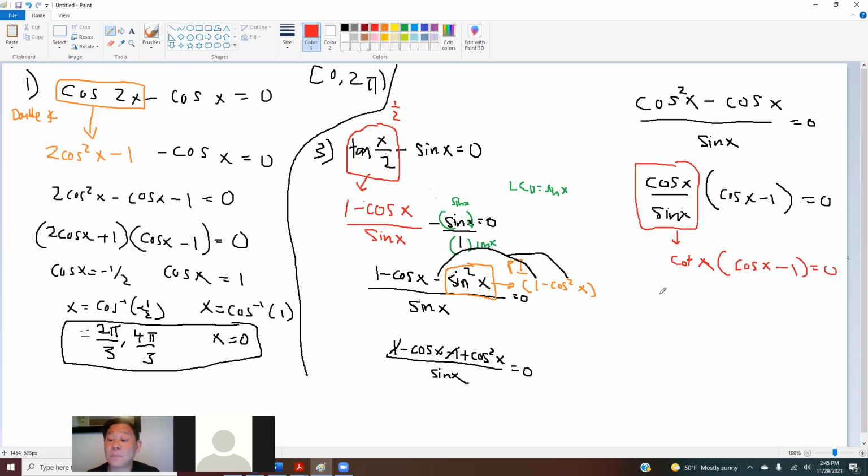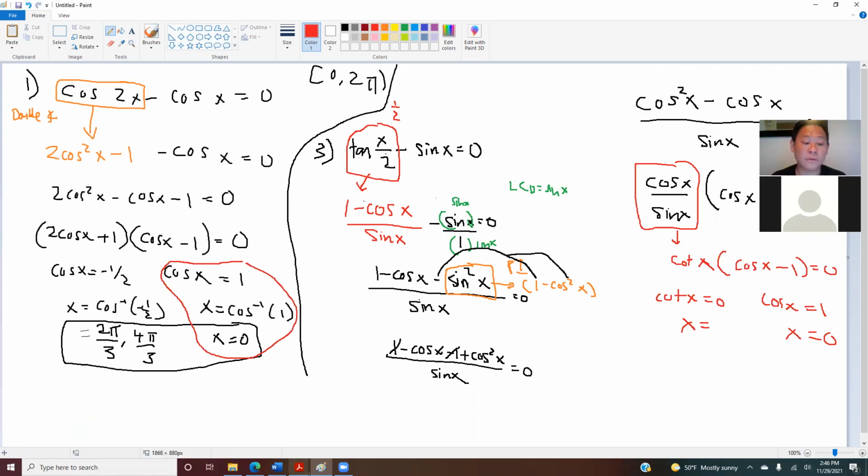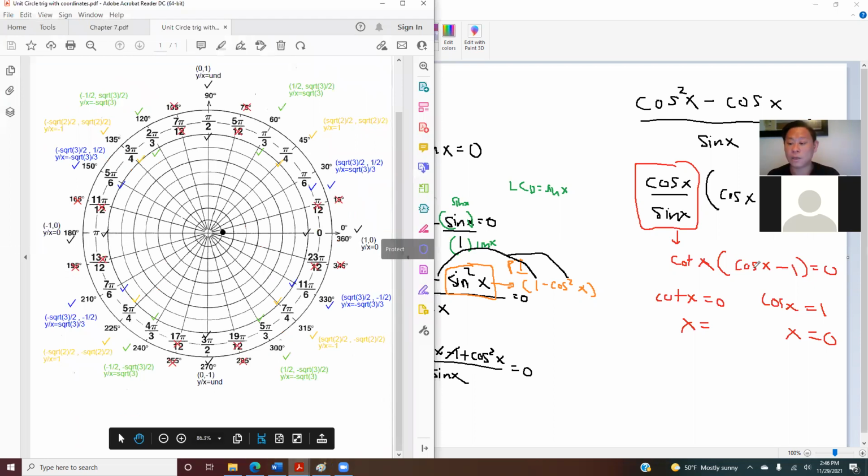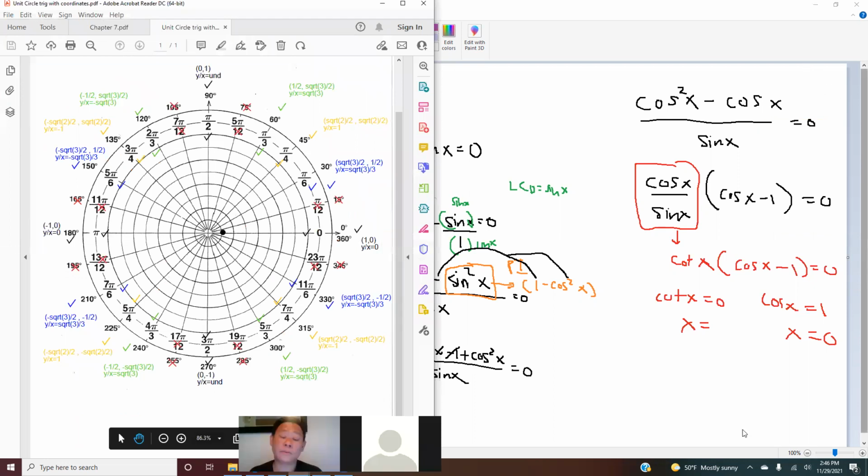So now you set them each equal to 0. So cotangent x becomes 0 and cosine x becomes 1. Now 1, we already did it before. So cosine x is 1, you get 0. So this answer is 0 here. So can someone tell me what is the arc cotangent of 0? Again, you have to use your unit circle to figure it out. What is the arc cotangent of 0?